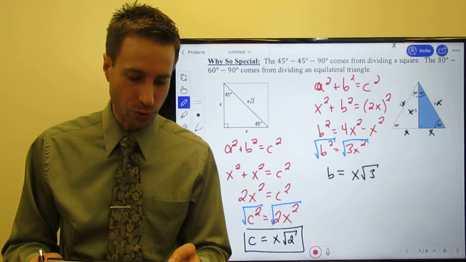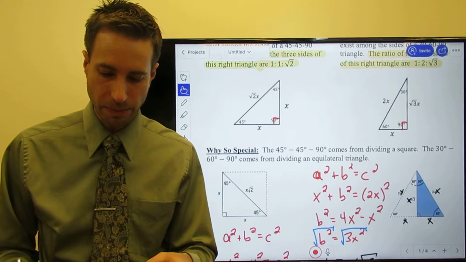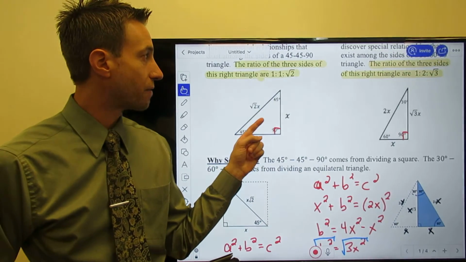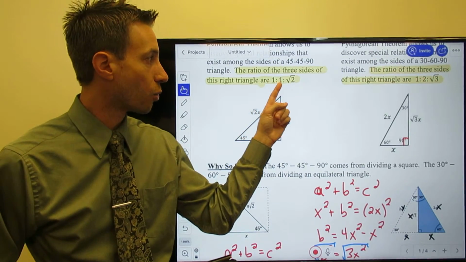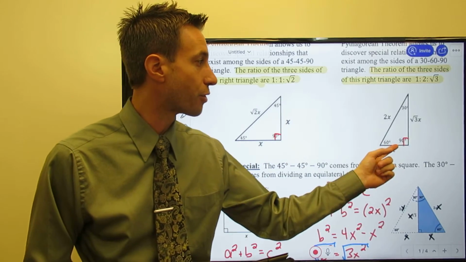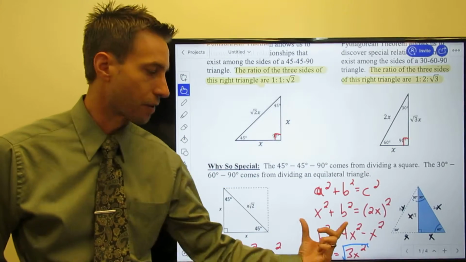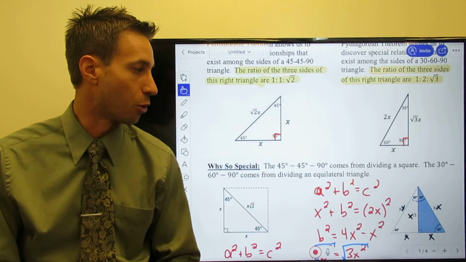And these ratios right here are really important. For the 45, 45, 90, it's 1 to 1 to the square root of 2. That's the ratio of the lengths of the sides. And then the 30, 60, 90, 1 to 2 to the square root of 3. And again, if you ever forget, the Pythagorean theorem will help you out.